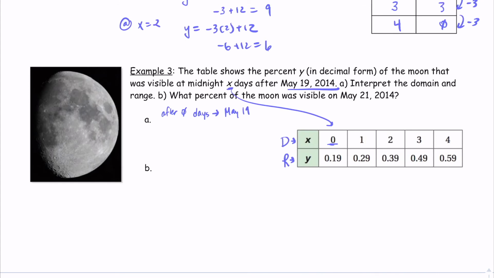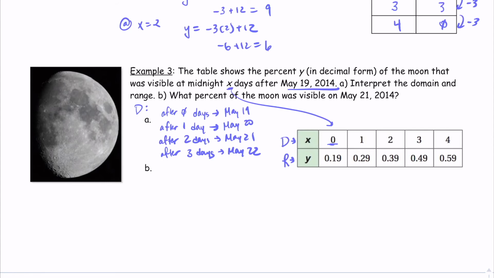Okay, what about after 1 day? Right? Because it says x days after. So after 1 day, it'll be May 20. After 2 days, it is May 21. After 3 days, so on and so forth, it is May 22. So that's what it means by interpreting the domain. So this is all for my domain.